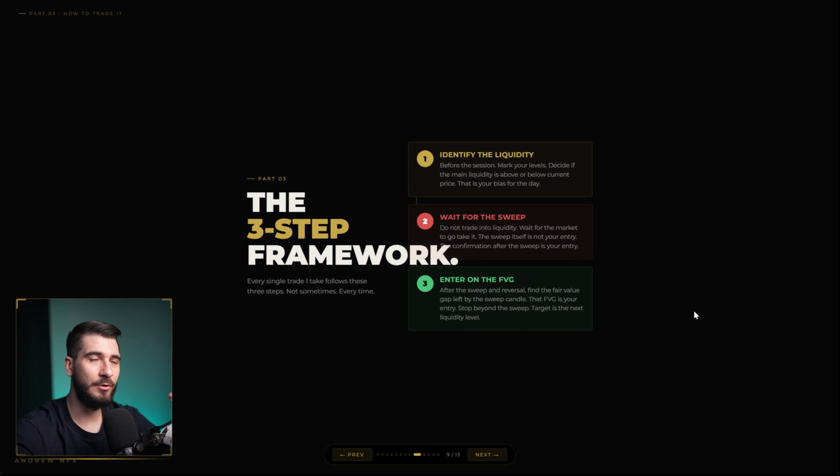Step 3. Enter on the fair value gap after the sweep. Once the liquidity has been taken and price starts to reverse, I look for a fair value gap in the direction of the new move. That fair value gap is my entry point. Stop goes above or below the sweep candle depending on direction. Target is the next liquidity level on the other side.